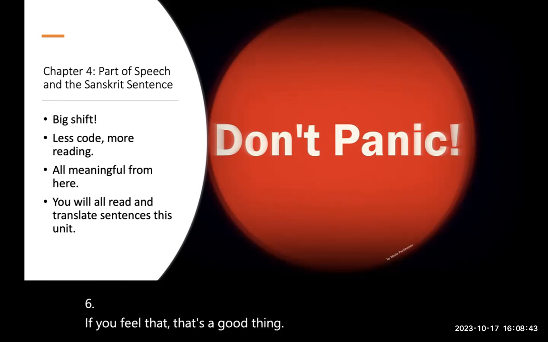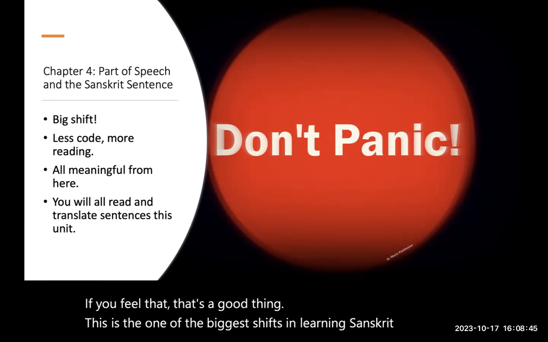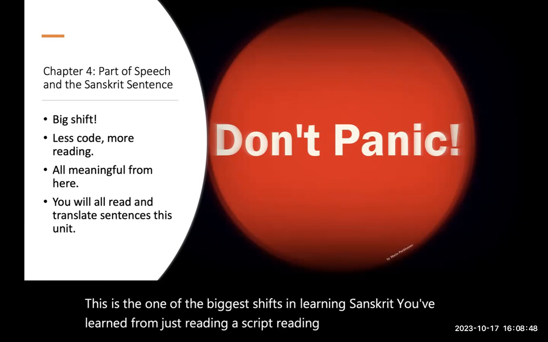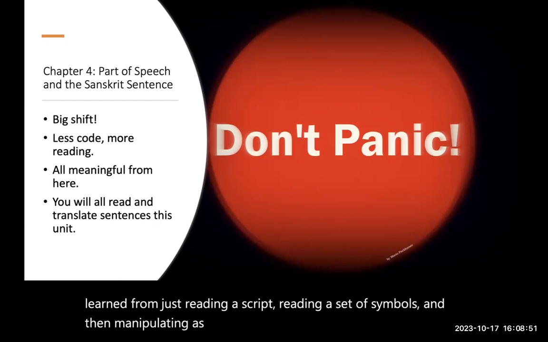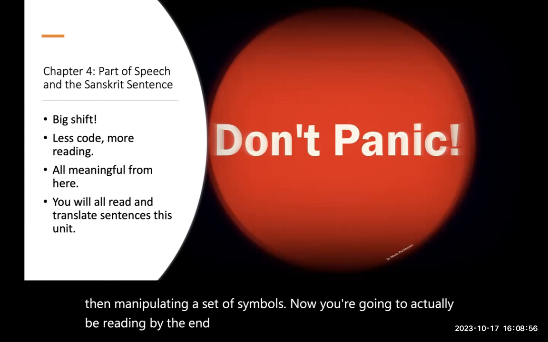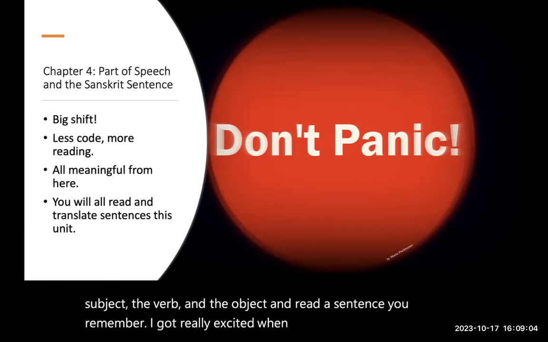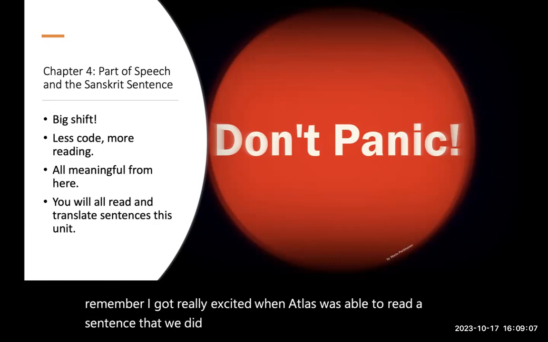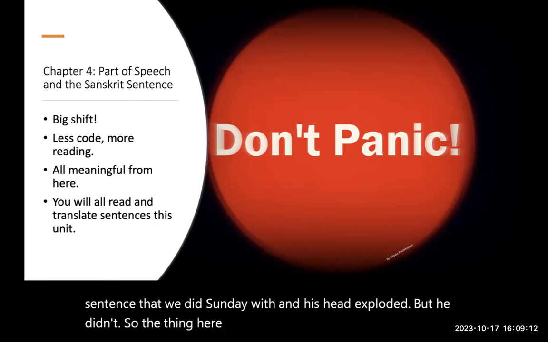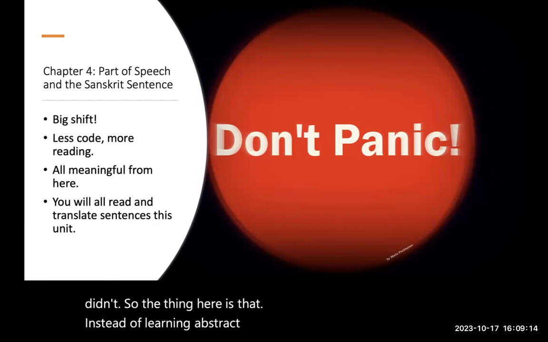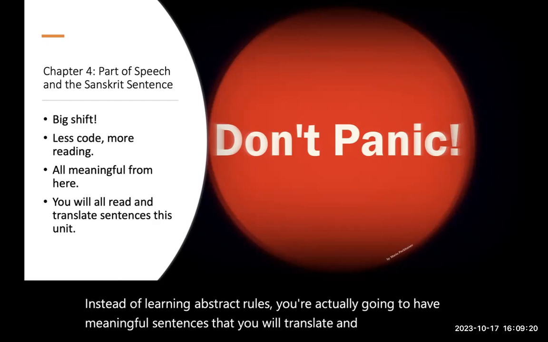This is one of the biggest shifts in learning Sanskrit. You learn from just reading a script, reading a set of symbols, and then manipulating a set of symbols. Now you're going to actually be reading. By the end of this chapter, you'll be able to look at the subject, the verb, and the object and read a sentence. You remember I got really excited when Atlas was able to read a sentence that we did Sandhi with, and his head exploded, but he didn't. So the thing here is that instead of learning abstract rules, you're actually going to have meaningful sentences that you will translate and understand and read.